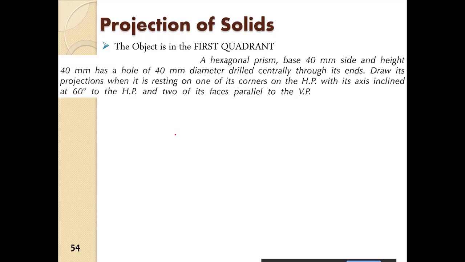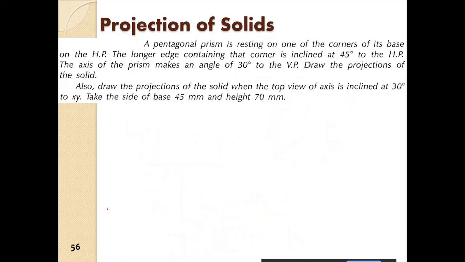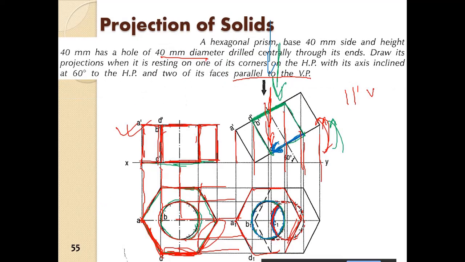So here is a question here: a hexagonal prism base 40 side. So hexagonal prism base 40 side. A pentagonal prism. So this is done already. So this is the hexagonal prism, and through here we have the hole. And in the last class we observed that this hole, this is the circumference which we will observe from the top view. Right. So the entire circumference of the hole we will observe from the top view.